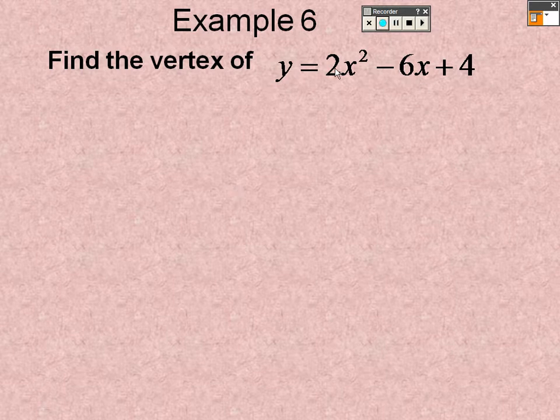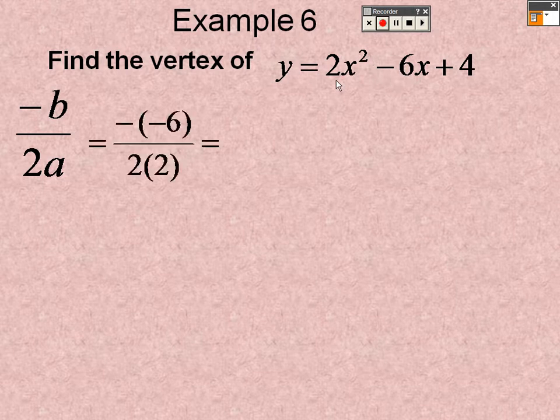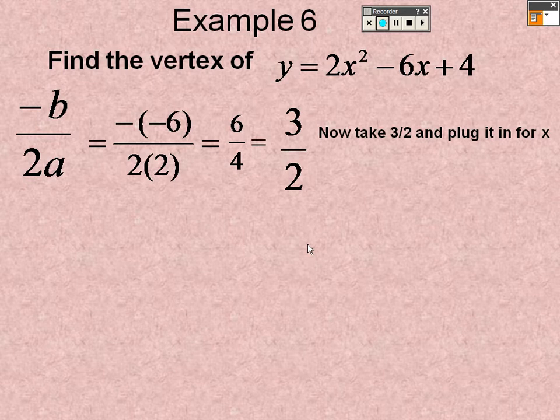First of all, I notice that this is positive, meaning the parabola is going up, which means the point I'm finding is going to be a minimum point because it goes to infinity up high. So the formula is negative b over 2a. This is b, so it's going to be negative 6 over 2 times 2, because that's your a. Negative times negative is positive 6. 2 times 2 is 4, which simplifies to 3 over 2. That's your x value. So I know my x point.